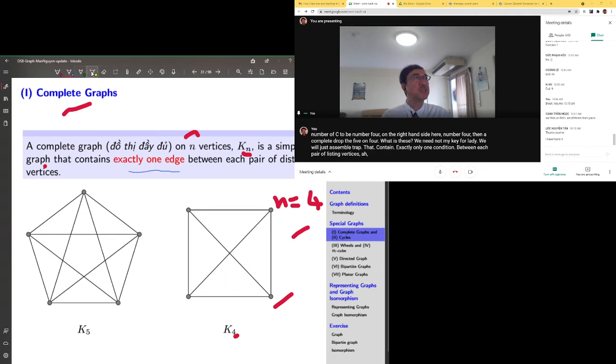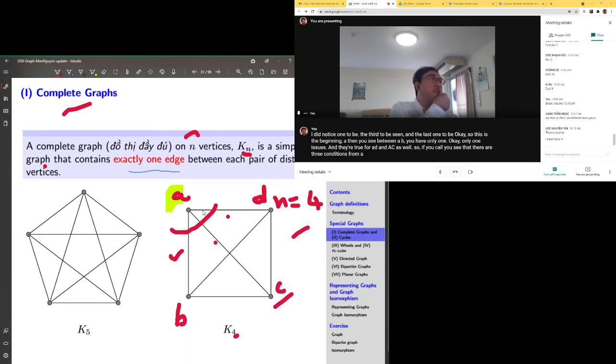So very important, right? If I denote the first one here A, this one to be B, the third to be C, and the last one to be D. Okay, so this is the beginning A. Then you see between A and B you have only one edge, and that's true for AD and AC as well. So if you count, you see that there are 3 connections from A. We can say the degree of A is number 3. You see, 1, 2, 3 edges.